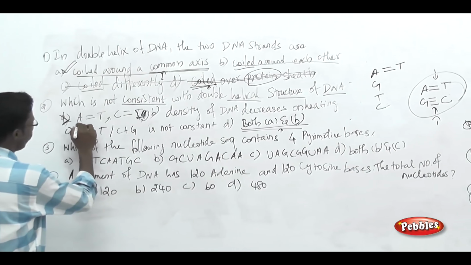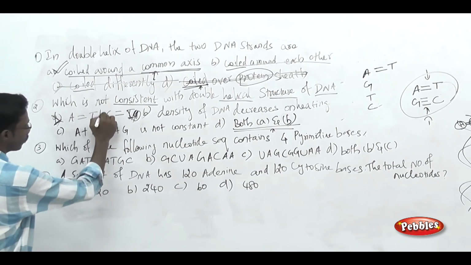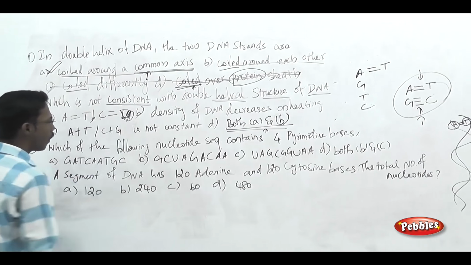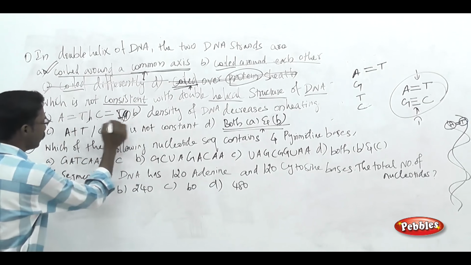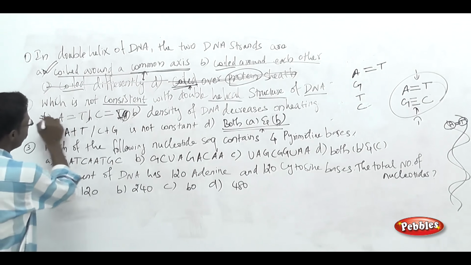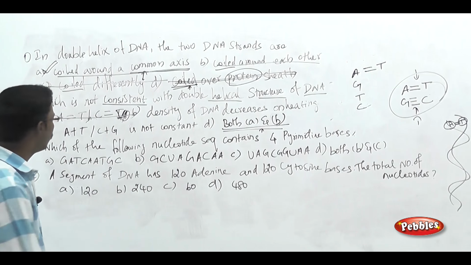So over here adenine is equal to thymine, up to this correct, but cytosine is not supposed to be always equal to thymine. Cytosine is always equal to guanine. So this is a wrong choice for the particular question.